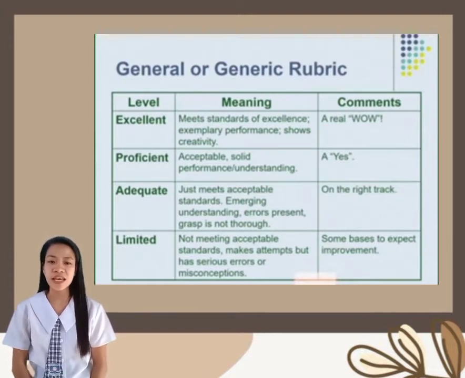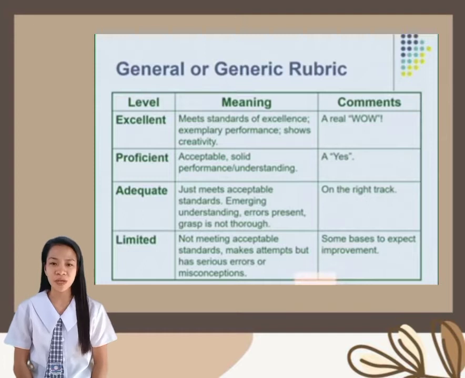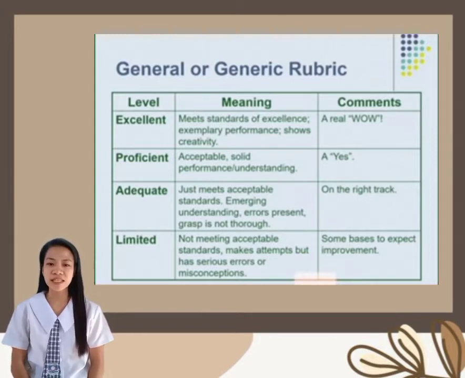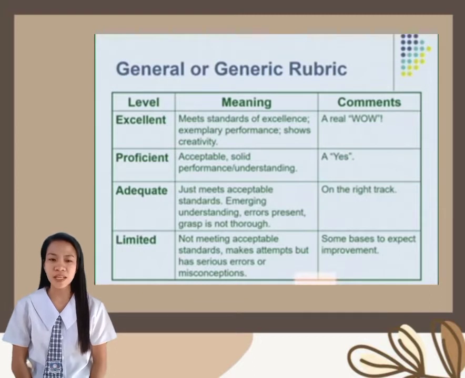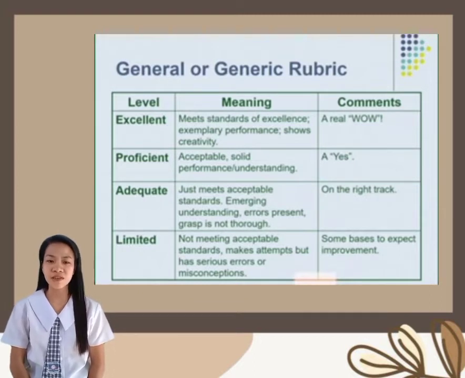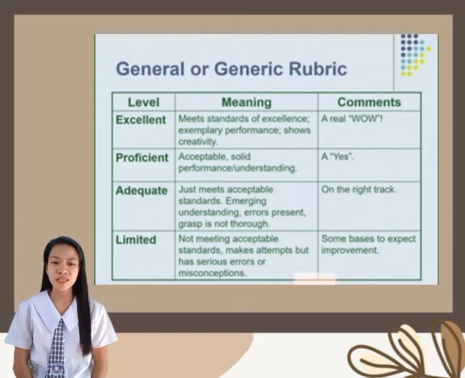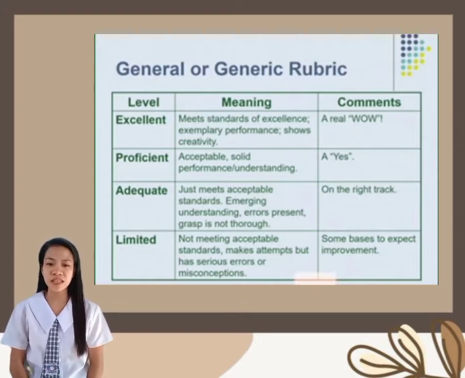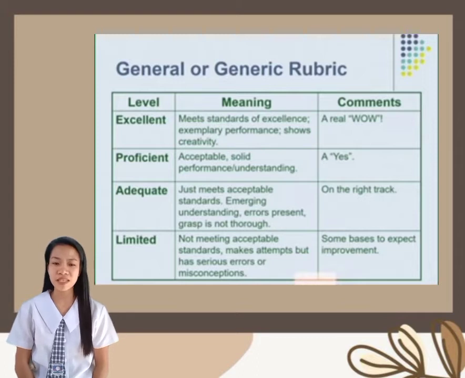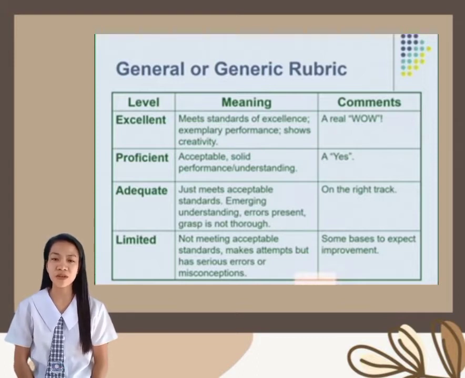As you can see, there is the performance descriptor. This describes the quality of the performance that is given by the students in every scale or scoring. Next is the scale scoring. This one identifies the different levels of mastery of the students. This example of a general rubric suggests if a student needs improvement or if they have met the standard based on their performance or product. And as you can see, there is no specific task.